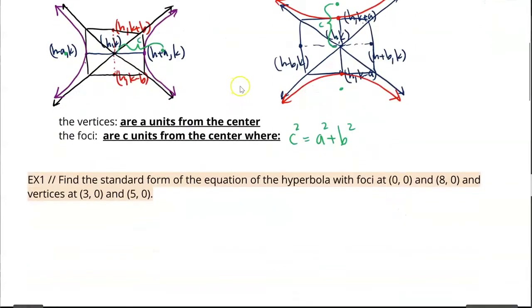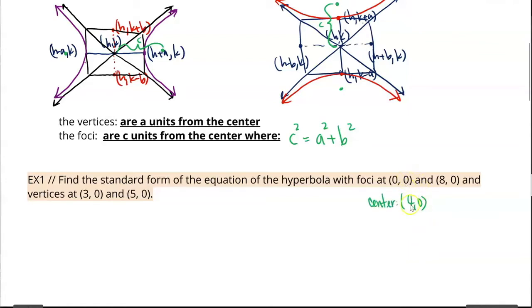All right, so let's do some problems. Find the standard form of the equation. It gives us our foci and vertices. So let's think about some distances. If I know where either pair is, either the foci or the vertices, we can find the center because it has to be halfway in between both of them. So using the midpoint formula or just thinking about what's halfway in between either of these pairs would be the point at 4, 0. So that's going to be our center.